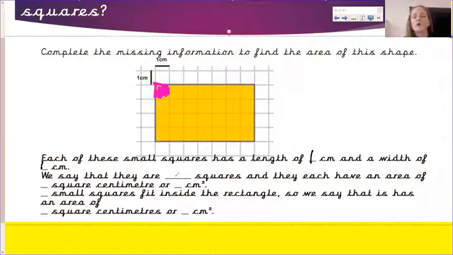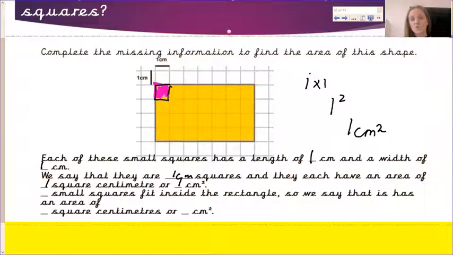We say that we have something squares and they each have an area of something square centimeters or something centimeters squared. So they are 1 centimeter squares and they each have an area of 1 square centimeter, and squared, if we're looking at it, is 1 times by 1. Okay, we do it like that. 1 squared, 1 times by 1, or 1 centimeter squared. So we write it like this, 1 centimeter squared. So we are now going to use what we've just learned about that, bearing in mind that this is a 1 centimeter squared square in there.